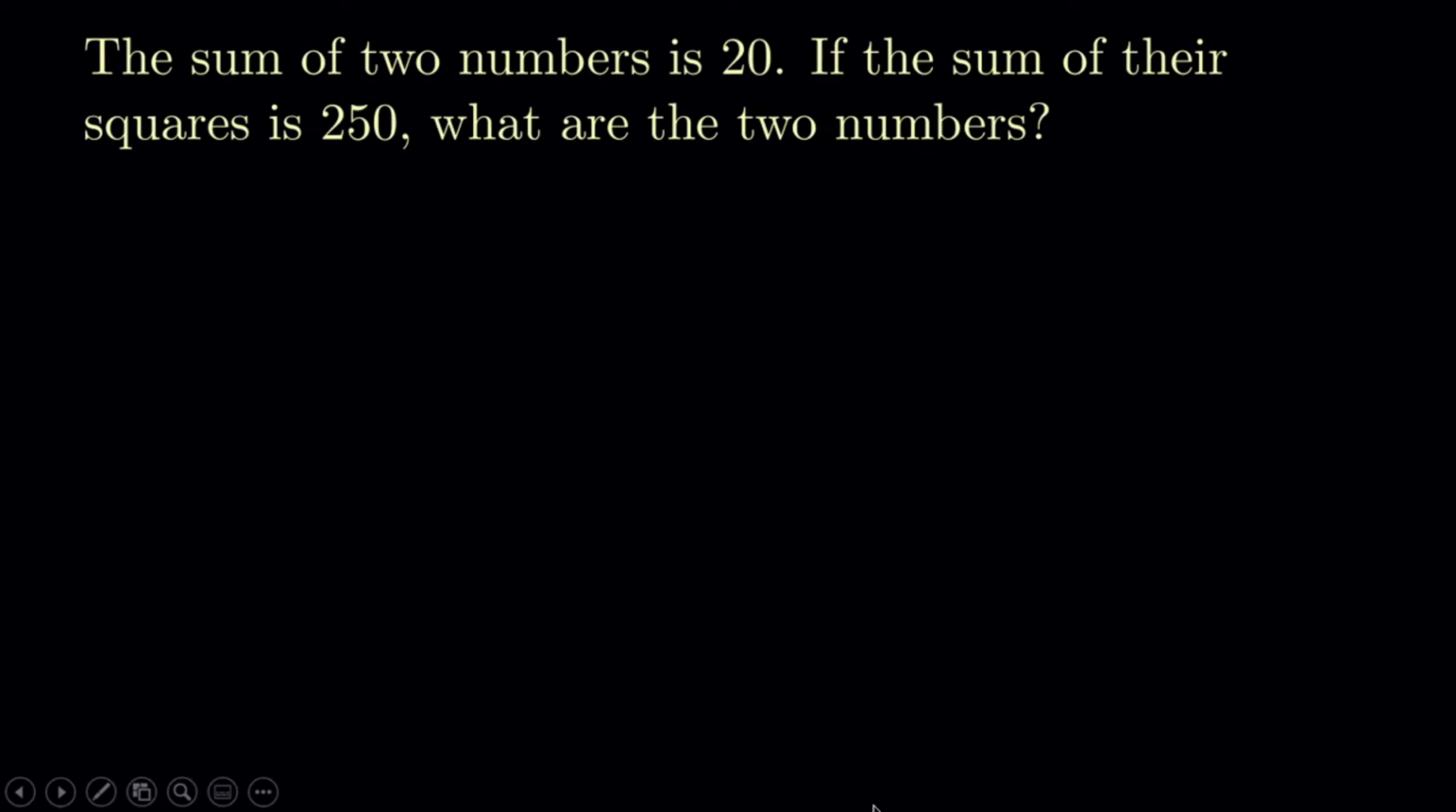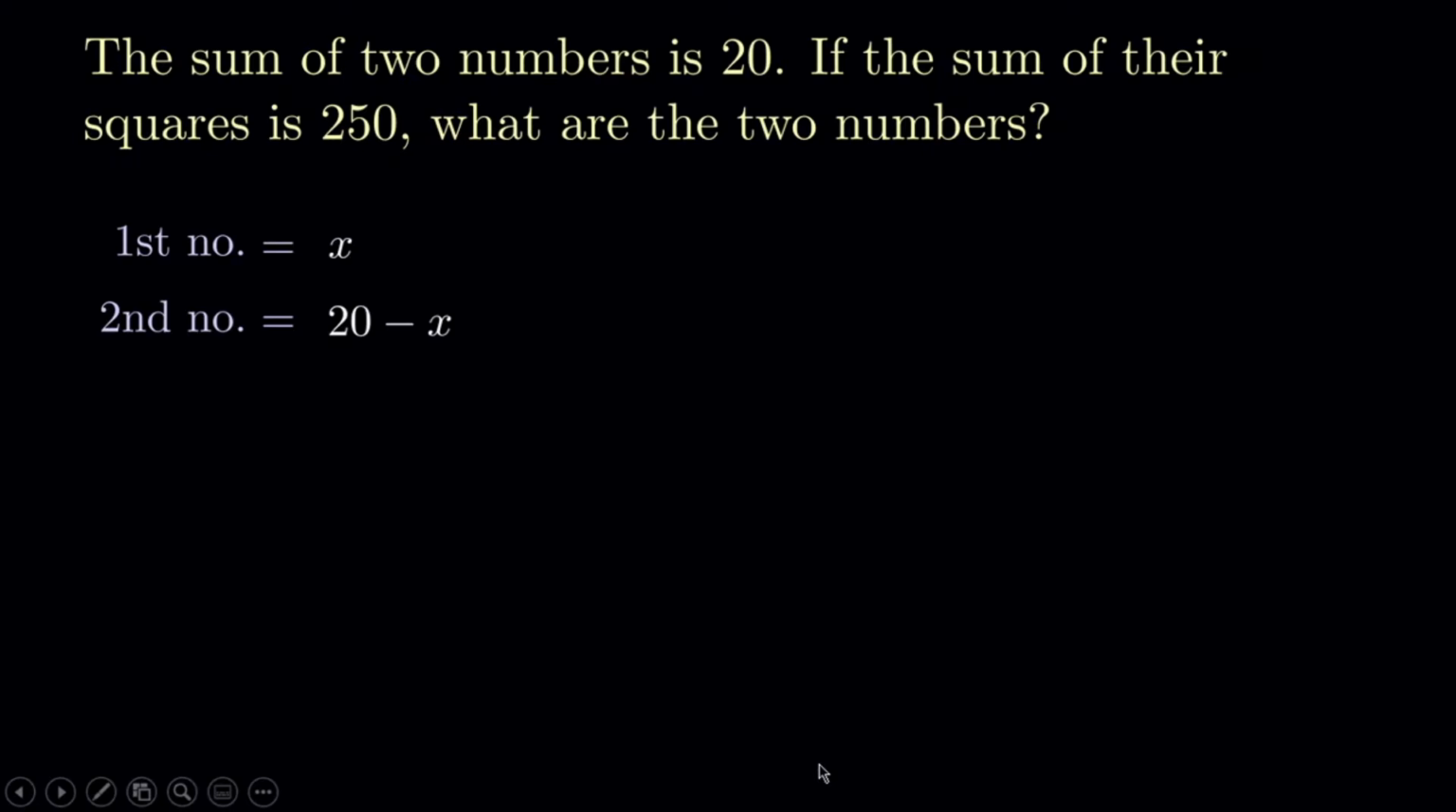So, first, let's represent the unknowns. How many unknowns are there? Two. So, two numbers. The first number, let us represent by the variable x. And then, the second number, we can represent by 20 minus x. Because it says here, the sum of two numbers is 20.